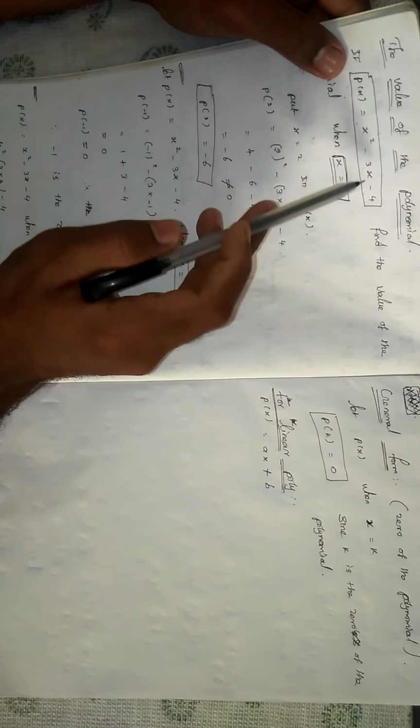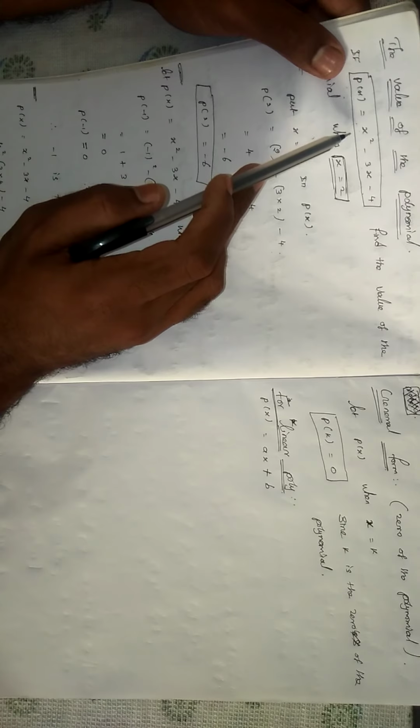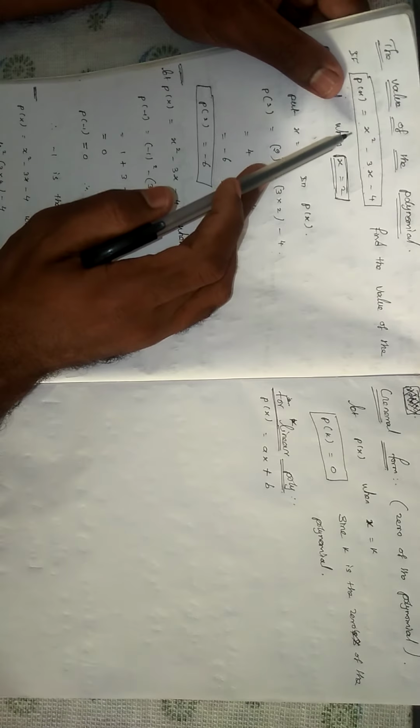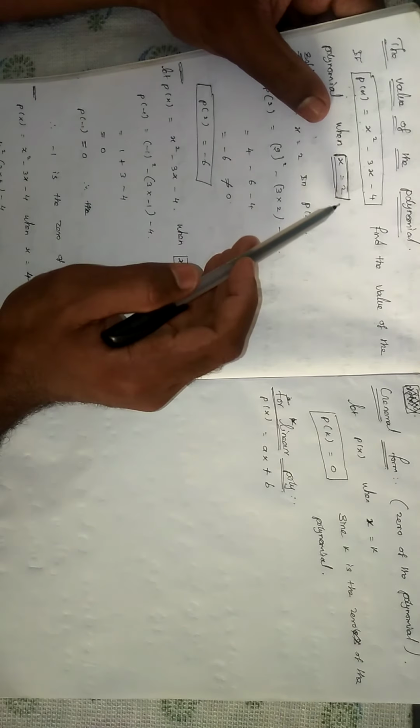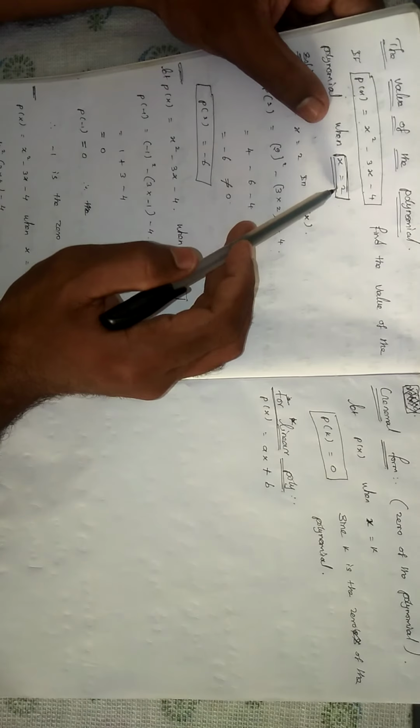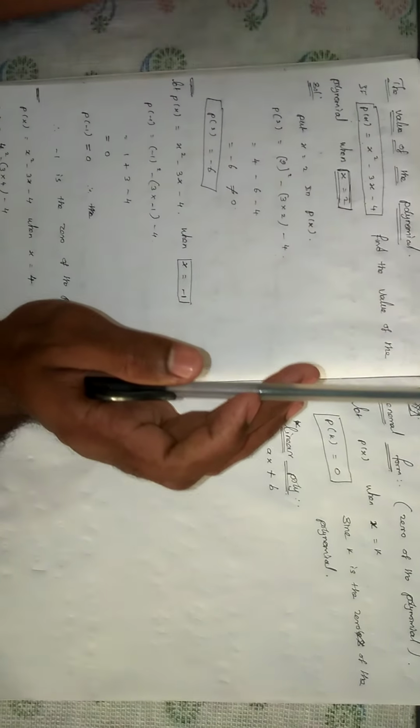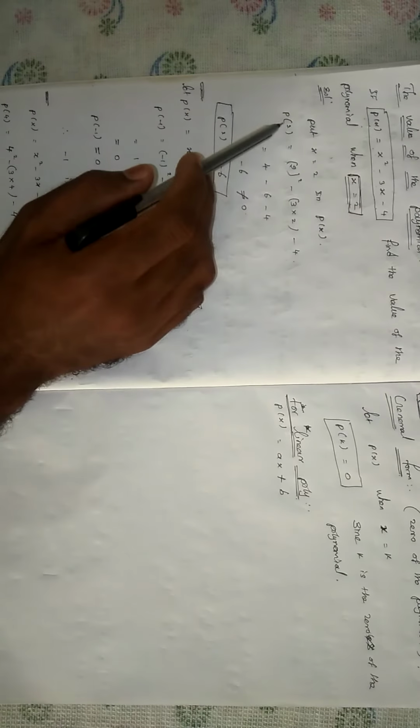Now we should find out the value of the polynomial. When we find the value of the whole polynomial, we need the value of x. So instead of x, we can replace that value and we can get the value of the polynomial. Now here they give p of x equal to x squared minus 3x minus 4. Find the value of the polynomial when x is equal to 2. So instead of x, you can replace the value 2 and you can find the polynomial value. Are you all clear? Now we can come to the point.